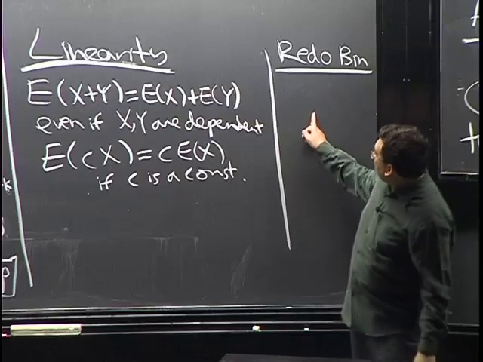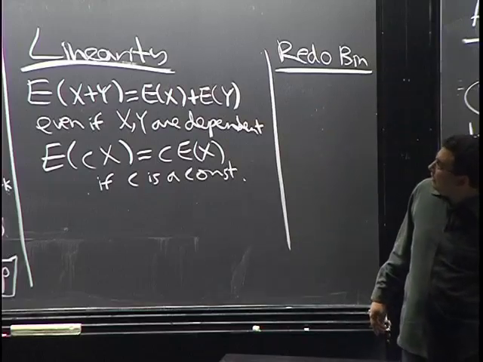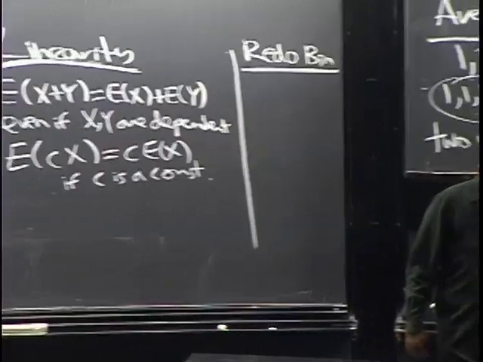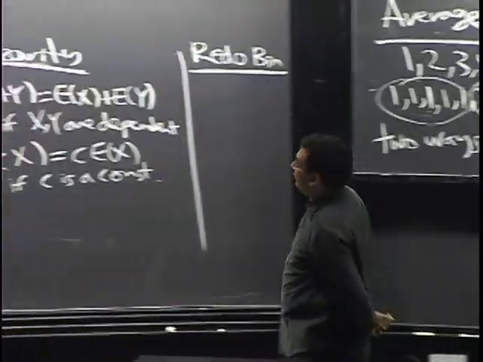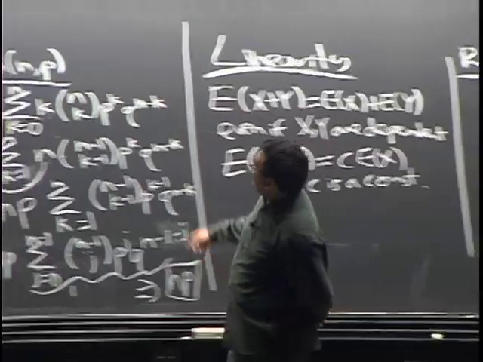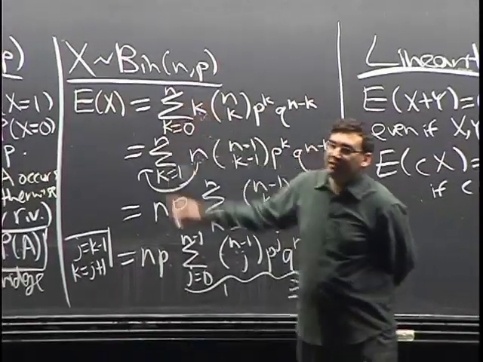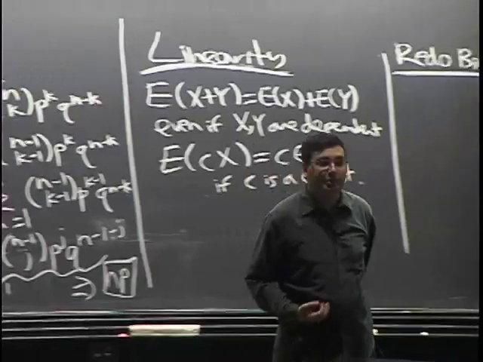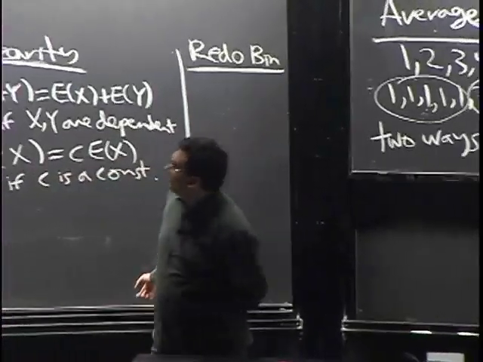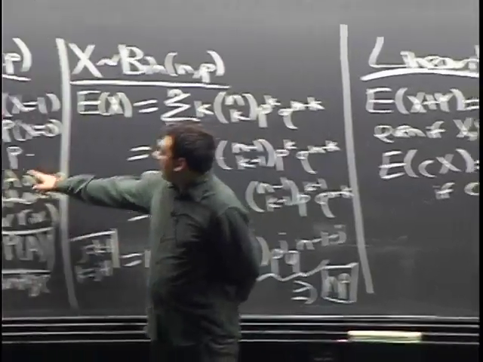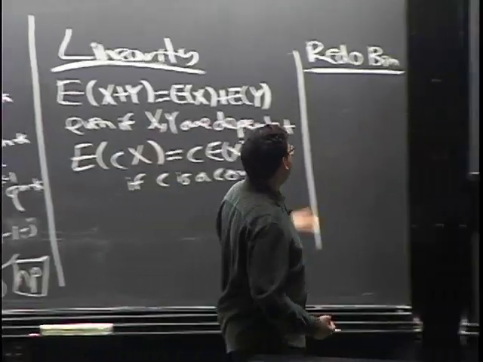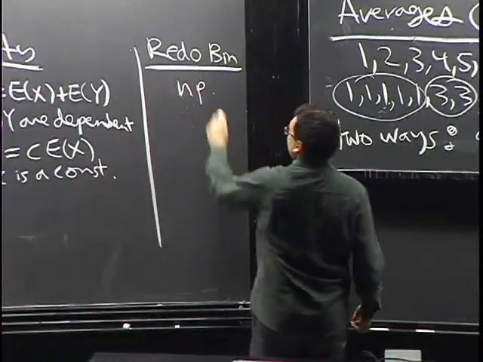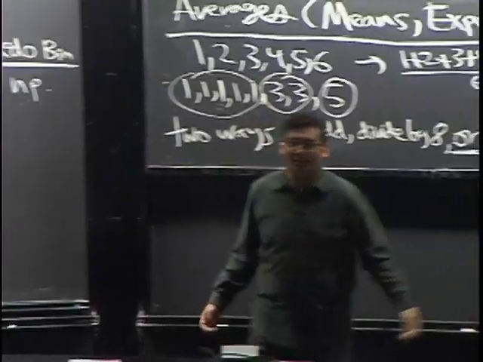Well, I kind of didn't leave much space here, but we don't actually need much space because all we have to do is think about linearity. Remember the binomial, n, p, we can think of it as the sum of n IID Bernoulli p's. Each of those Bernoulli p's has expected value p, and there's n of them, so it's n times p by linearity.